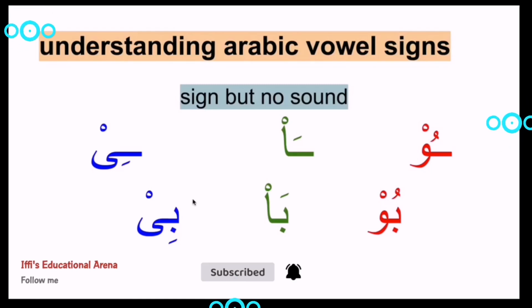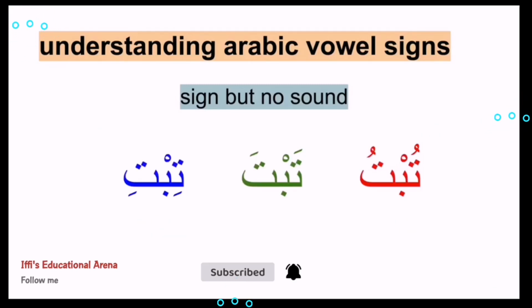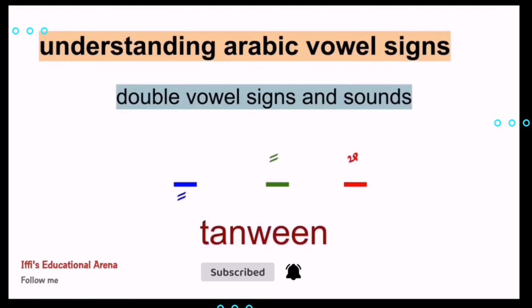To understand it better, when you write a word, for example, tu, here the sound comes to a sudden stop, tub, tu. So we don't have any vowel sign. We just stop the sound of the word like tub, tu, tab, ta, tib, ti. So this is the rule of sukoon. When there is no vowel sign, that means the letter has a sukoon.